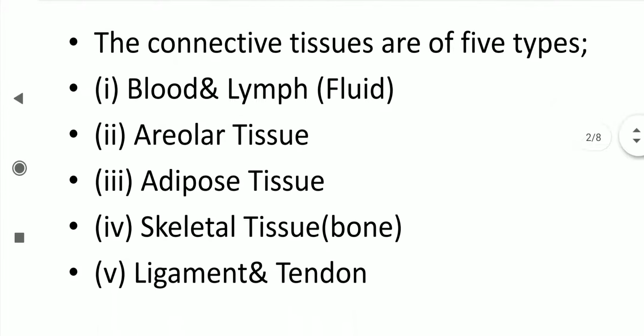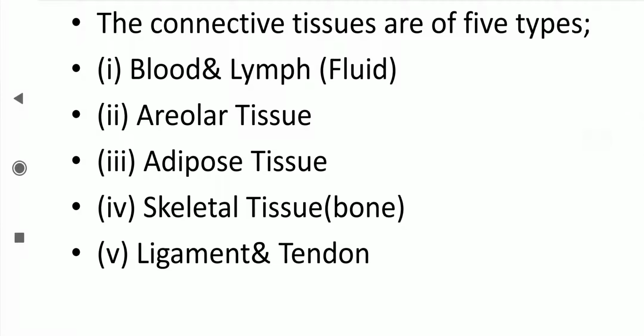So we are going to discuss now the types of connective tissue. There are 5 types of connective tissue we are going to discuss in this topic. First is fluid connective tissue. In fluid connective tissue, blood and lymph come. Then areolar, we also call this packing tissue. Adipose tissue, they are fat tissues. Skeletal tissues, bone and cartilage come in skeletal tissue. Then we are going to discuss ligaments and tendons. You have already heard about ligaments and tendons.